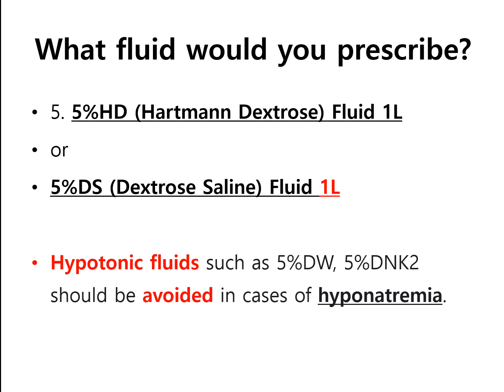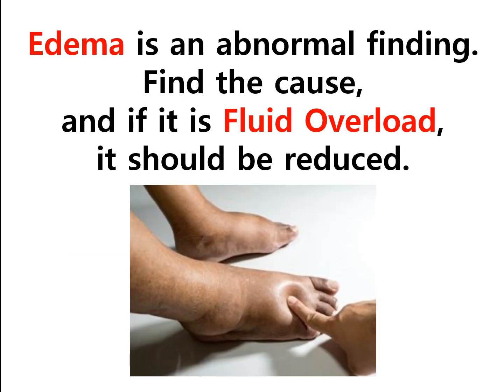The most appropriate fluid for these patients is 1 liter of 5% Hartmann dextrose fluid. Also, 5% dextrose saline fluid is a good choice if you are administering 1 liter. Hypotonic fluids such as 5% dextrose water, 5% dextrose NK2 fluid should be avoided in case of hyponatremia. Edema is an abnormal finding. Find the cause, and if it is fluid overload, it should be reduced.